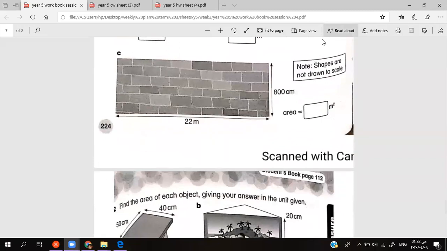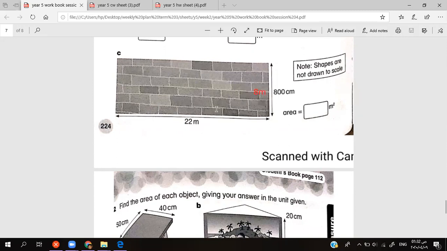Number C, okay. Okay, he wants the answer in meter squared. This is meter, okay, great, but this is centimeter. Before I do anything, I must turn the centimeter into meter. How? By dividing by 100, meaning removing 2 zeros. So this means that this is 8 meters, okay?